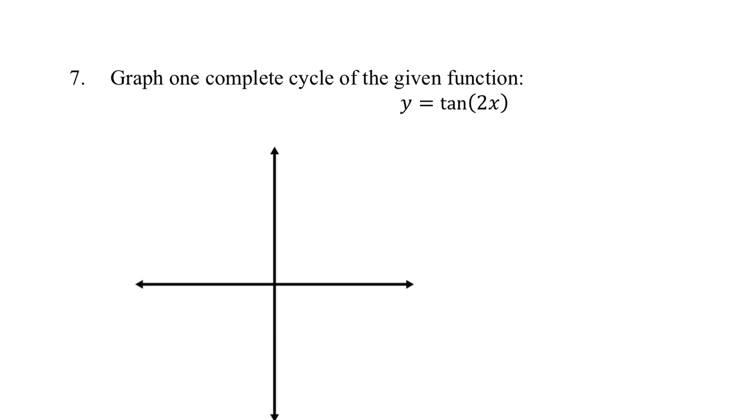Question 7, we're going to graph tangents. We need to know the period. Period of tangent is pi divided by b. In this case, b is 2. So it's pi halves. The period is pi halves.